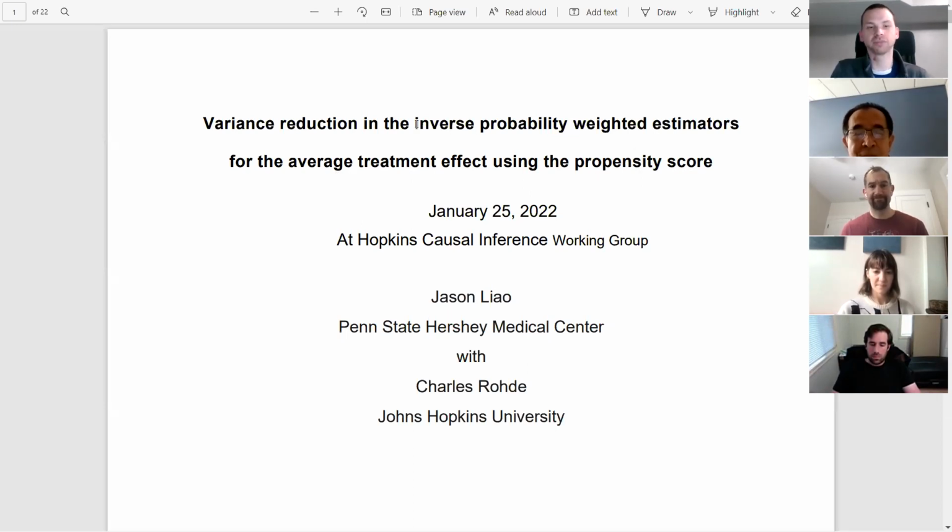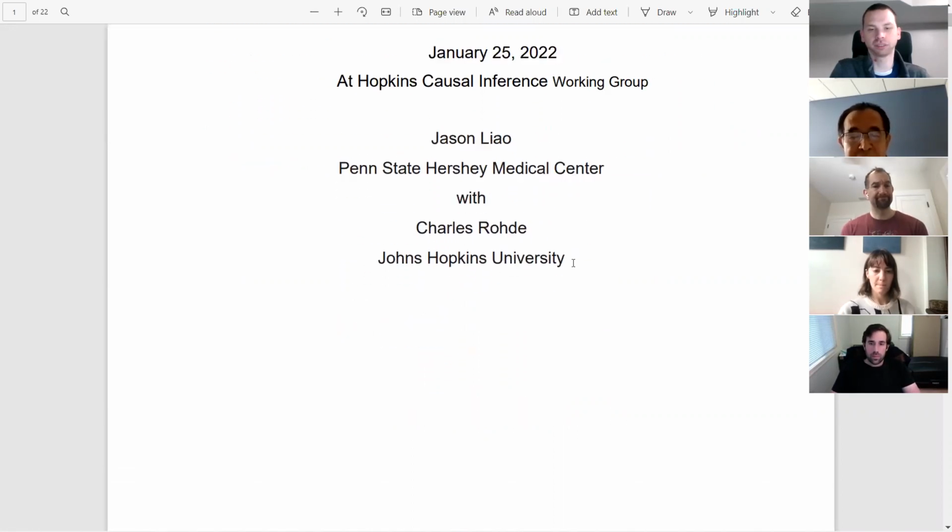This work I'm going to present is to try to provide a solution to a long-standing problem. That's that the variance of the inverse probability weighted estimators is pretty substantial. So we used the Rao-Blackwellization idea and came up with a method to substantially reduce the variation of these estimators. This is a joint work with Dr. Rodi, and I thank him for bringing this topic to me.